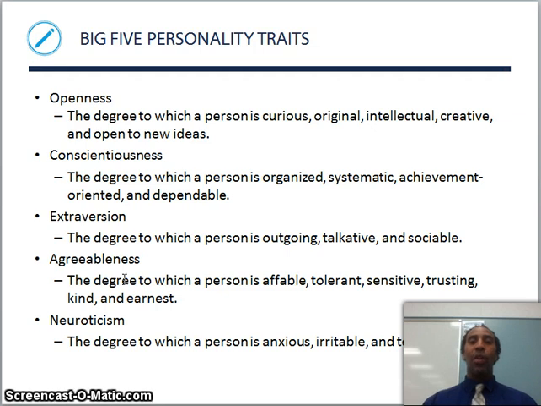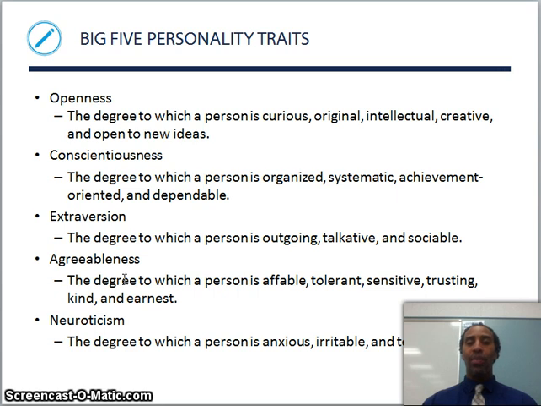So these are what you call the big five personality traits. You have openness, the degree to which a person is curious, original, intellectual, creative, and open to new ideas. Are you open to new ideas, or do you say, this is the way we've always done it, we'll continue to do it this way? Conscientiousness, the degree to which a person is organized, systematic, achievement-oriented, and dependable. Are you dependable, or are you the person that calls in sick every 3 weeks?